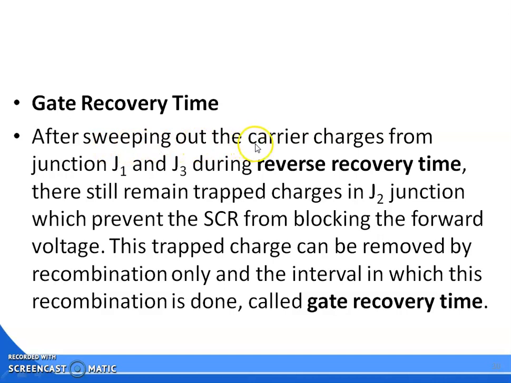After sweeping out the charges from the junctions J1 and J3 during the reverse recovery time, there still remain trapped charges in junction J2 which prevent the SCR from blocking the forward voltage. These trapped charges can be removed by recombination only, and the interval in which this recombination is done is called the gate recovery time.